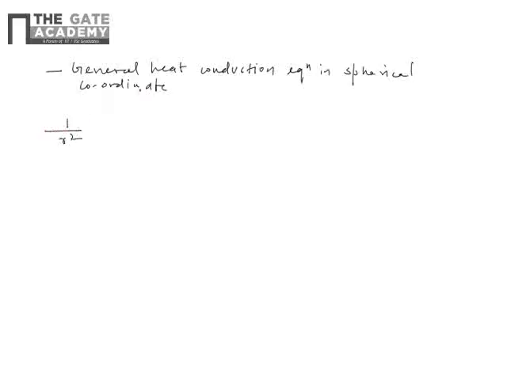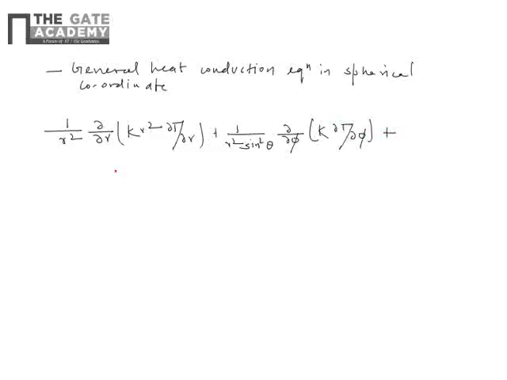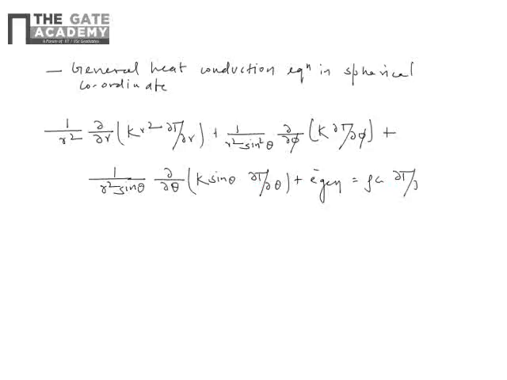General heat conduction equation in spherical coordinate is given by 1 by r square del upon del r k r square del T upon del r plus 1 upon r square sin square theta del upon del phi k del T upon del phi plus 1 upon r square sin theta del upon del theta k sin theta del T upon del theta plus E dot gen is rho c del T upon del t.